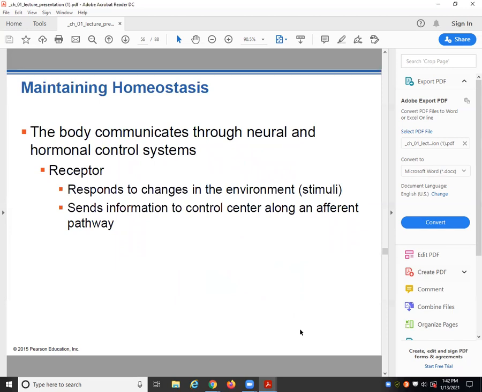So to maintain homeostasis, your body has to communicate through the nervous system and the endocrine system, through nerve impulses and hormones. Again, just as we mentioned, the receptors respond to some change in the environment, that's some stimulus, plural is stimuli, and that receptor again is sending information to a control center along an afferent pathway.